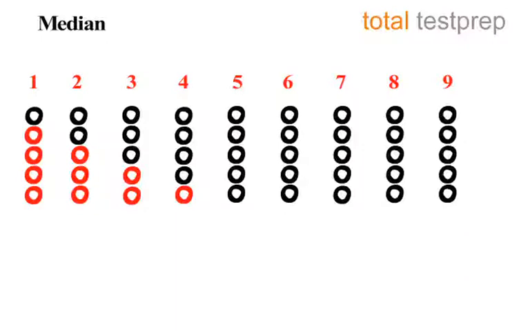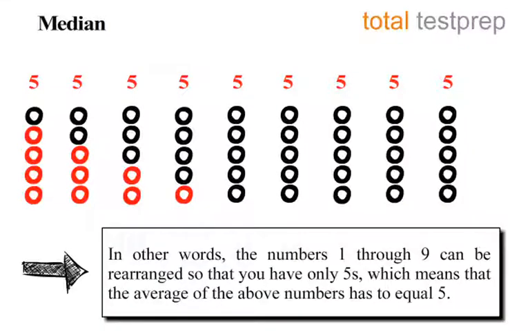What we're left with now is no longer 1 through 9. We're just left with a whole bunch of 5s. So if you have, in this case, 9 5s, in other words, the numbers 1 through 9 can be rearranged so that you have only 5s, which means that the average of the above numbers has to equal 5. If they're all 5, their average is 5. You can check that by multiplying 5 times 9 and then dividing by 9. That's going to equal 5.